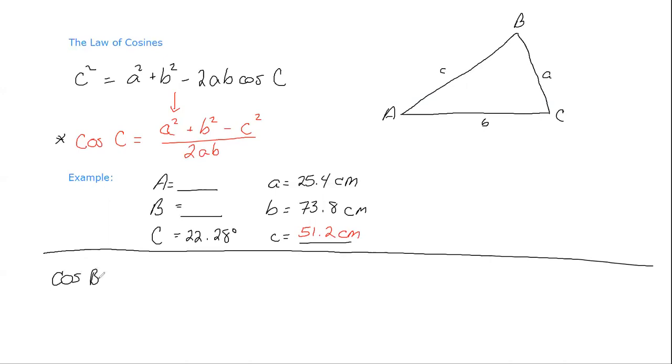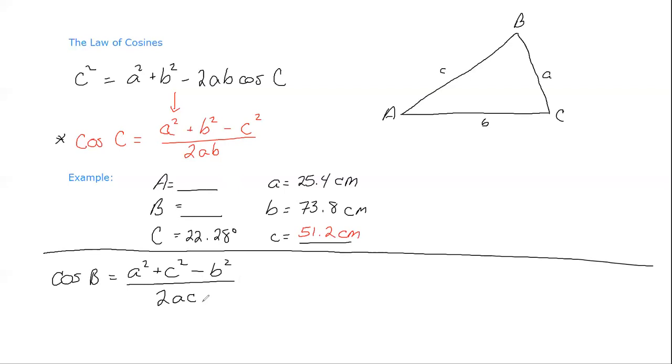Cosine of B is equal to, now notice how these sides are listed. This is angle C. So side C squared is the quantity you're subtracting. The other two sides, their quantity squared is what you're adding. So this is going to be A squared plus C squared minus B squared divided by 2 times the other two sides. Like this was angle C, we used side A and side B. Side C was not part of this denominator. So I'm going to say divide this by 2AC.